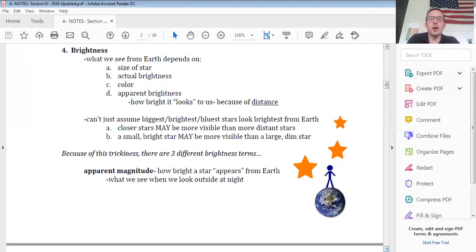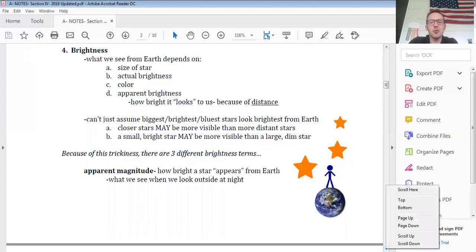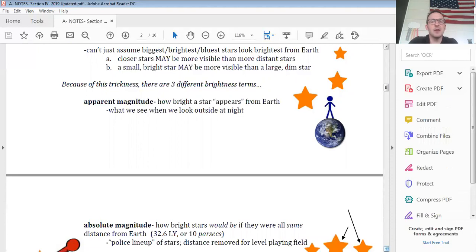But finally, everyone, the real monkey wrench here is apparent brightness. This is how bright stars look because of distance. Stars that are very close to the Earth tend to appear brighter than stars which are very, very far away from the Earth. So because of this trickiness, everyone, astronomers use 3 different brightness terms. So the first is actually the one you are already most familiar with.